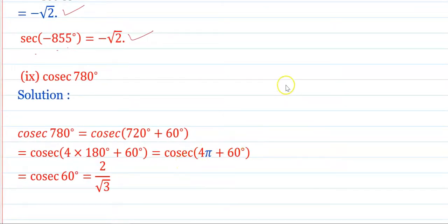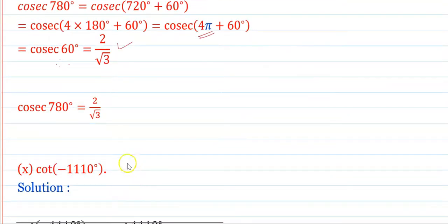Now it is cosec of 4 pi plus 60. See this here. This is 2 pi, and this is 4 pi plus 60. It is in the first quadrant. The function will remain as it is, as it is an integral multiple of pi. Therefore, cosec remains cosec. In the first quadrant, all are positive, and therefore cosec 60 is equal to 2 upon root 3, and hence the answer. Therefore, cosec 780 is equal to 2 upon root 3.